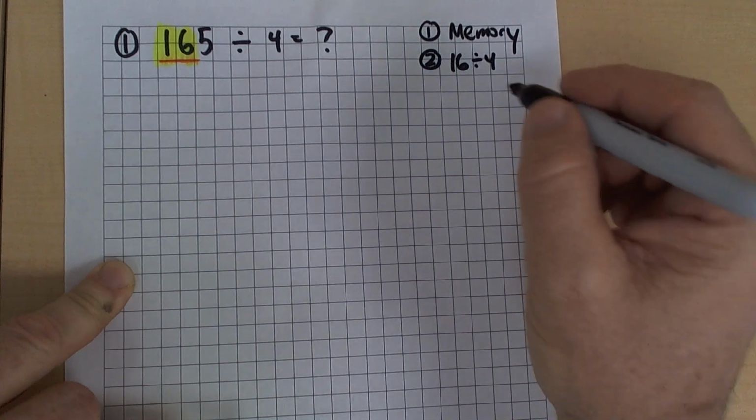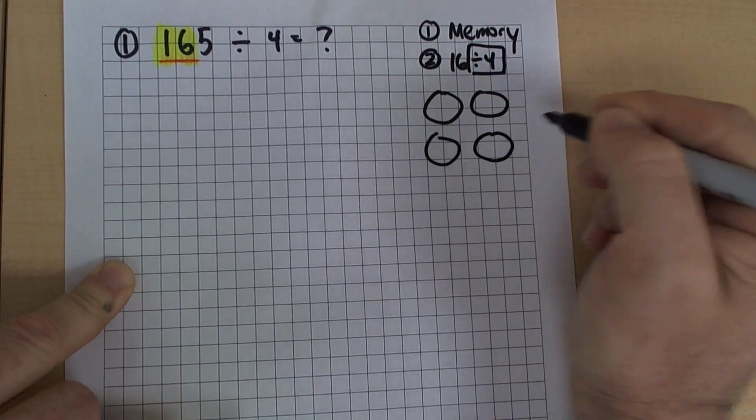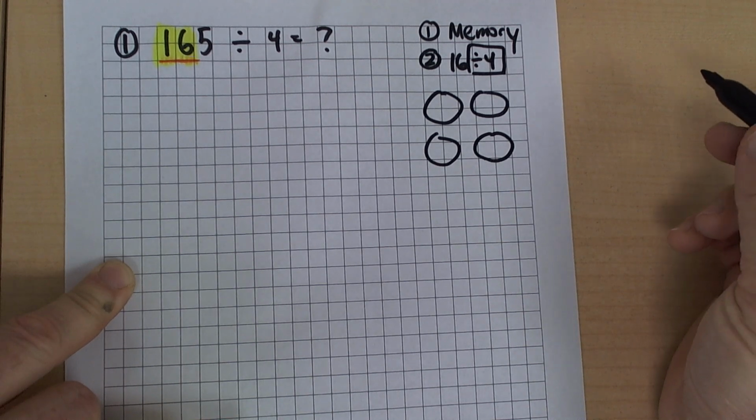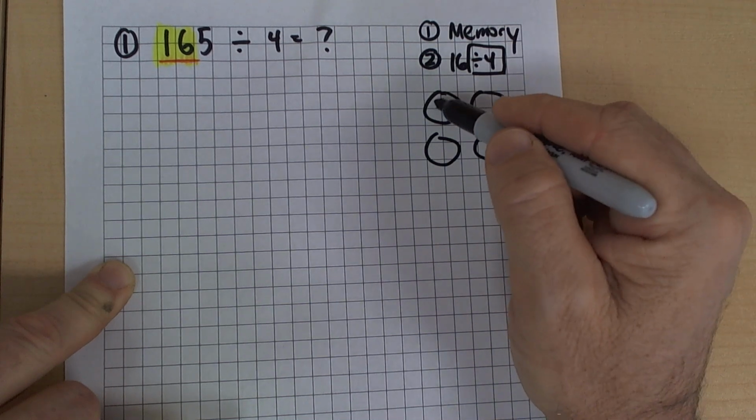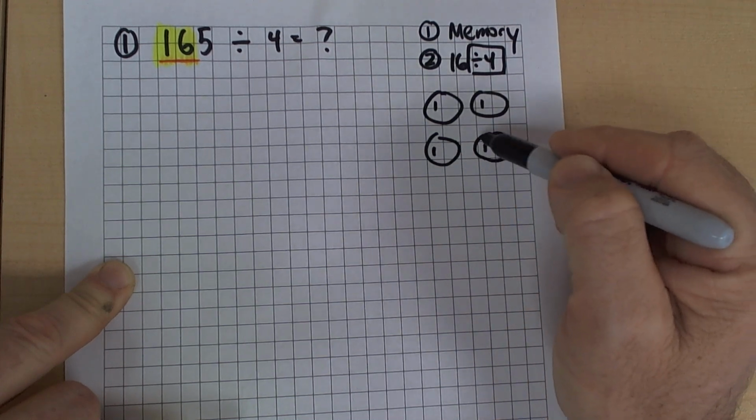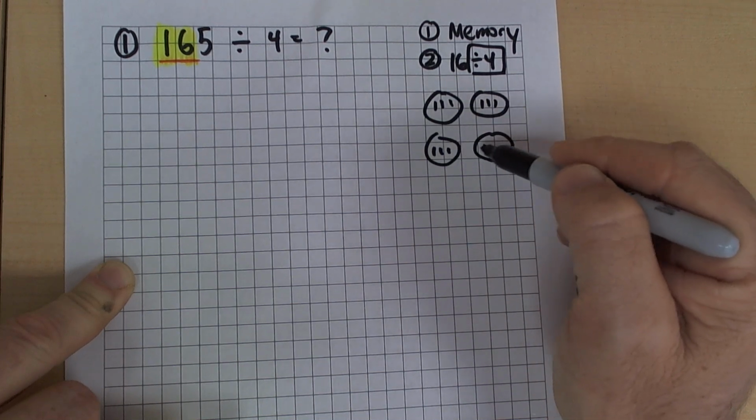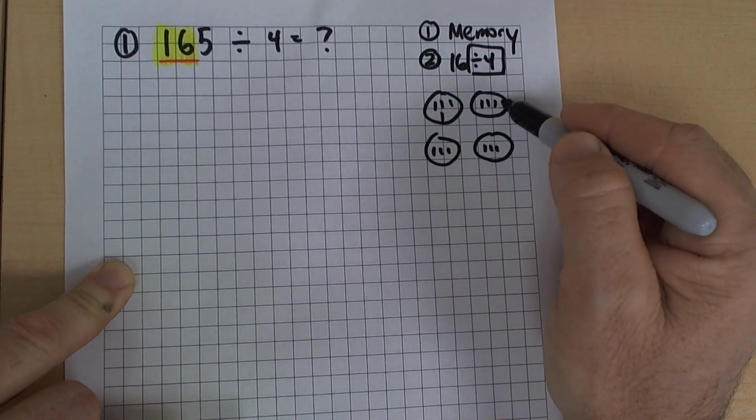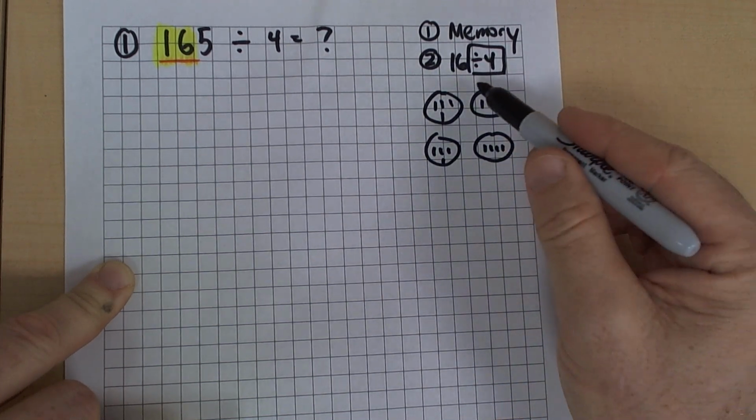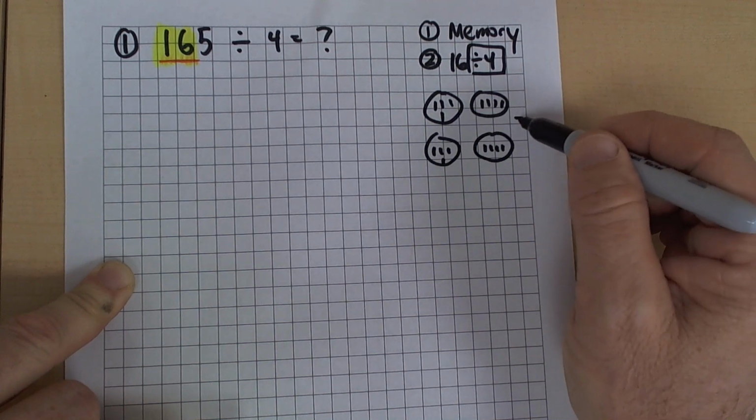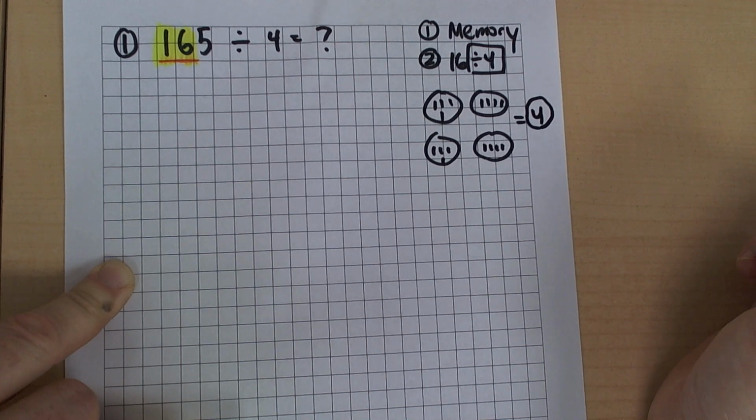So you might have to make 4 cookies, and you might have to share 16 chips to help you figure out. And you do 1, 2, 3, 4, 5, 6, 7, 8, 9, 10, 11, 12, 13, 14, 15, 16. And if you did 16 divided by 4, you would see that inside of my 4 cookies, each cookie has 4 chips, and it does divide equally.